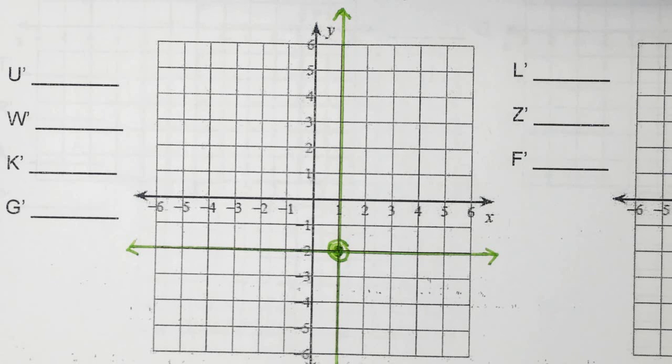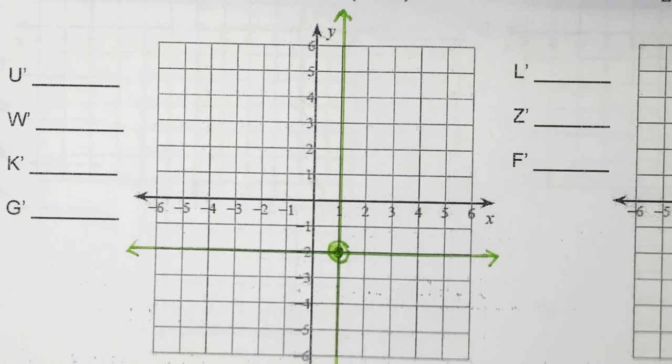I'm rotating this figure around this point. I'm not rotating it around 0, 0 like we've been doing before. I'm rotating it around this point. So that makes things a little bit different for us. You got to pay attention. The way we rotate is just a little bit different.